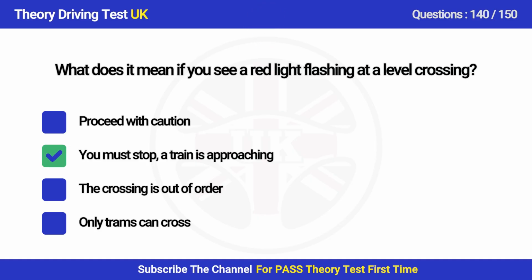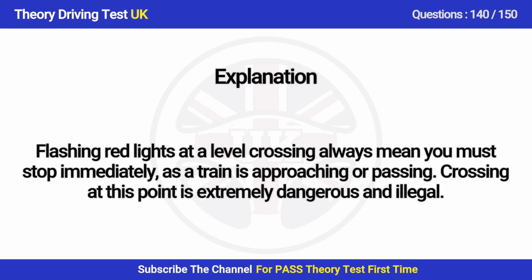Answer is B. You must stop, a train is approaching. Flashing red lights at a level crossing always mean you must stop immediately, as a train is approaching or passing. Crossing at this point is extremely dangerous and illegal.